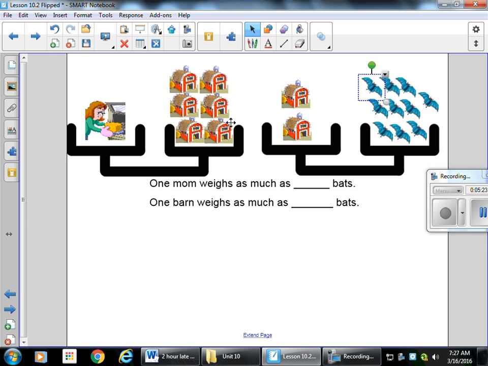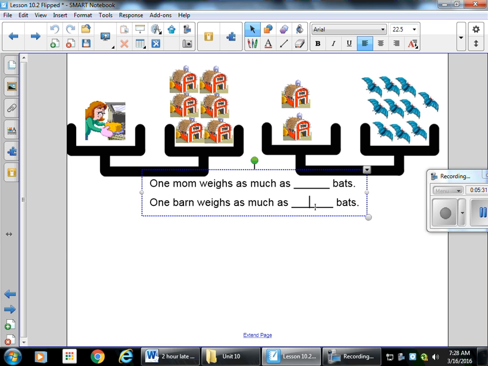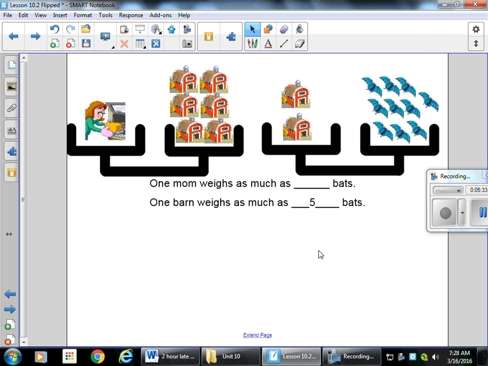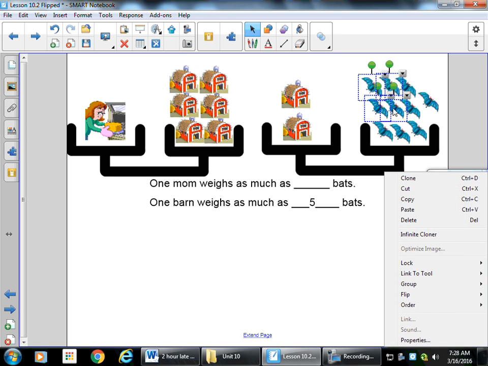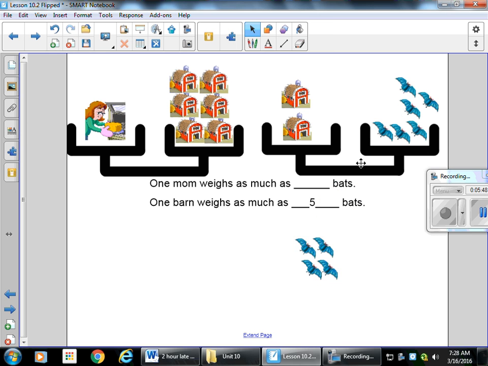Well, we have the mom here. To change this, 1 barn weighs as many as how many bats? We can state this one. So we have 10 bats, 2 barns. So 1 barn weighs the same as 5 bats. So if 1 barn weighs the same as 5 bats, that means I'm going to have to take 5 of these bats. For every single one of these barns, I have to make 5 bats. Hopefully that makes sense. I'm going to use my technology skills here. Grab 5 bats.